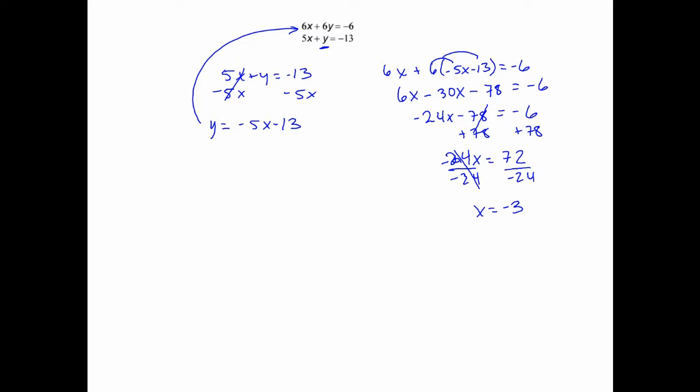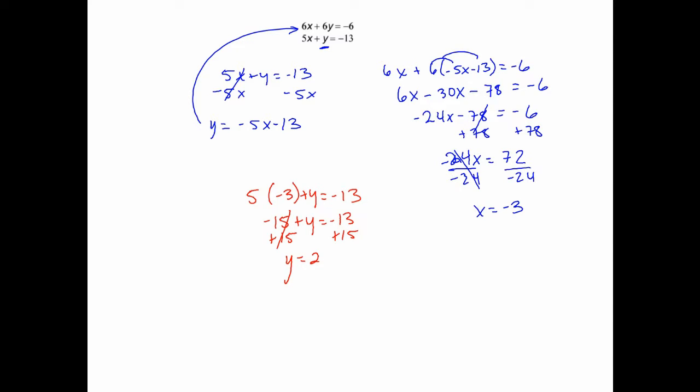We know what x is now. Go ahead and plug it into either one. My y is alone in the second one, so I'm going to work with that one just because I like things to be easy on me. So 5 times a negative 3 plus y equals negative 13. Negative 15 plus y equals negative 13. Add 15 to both sides. We get y equals 2.